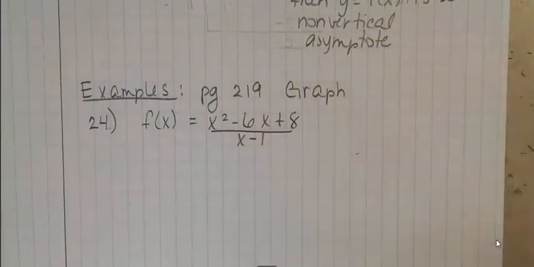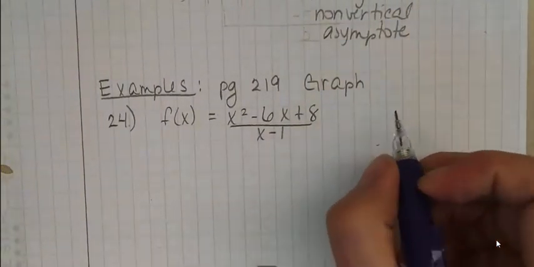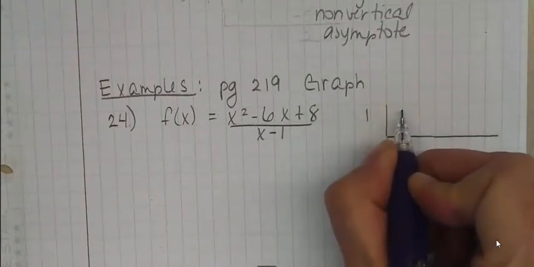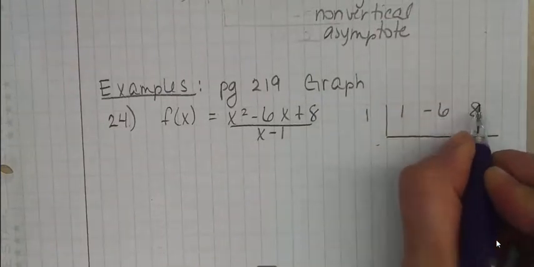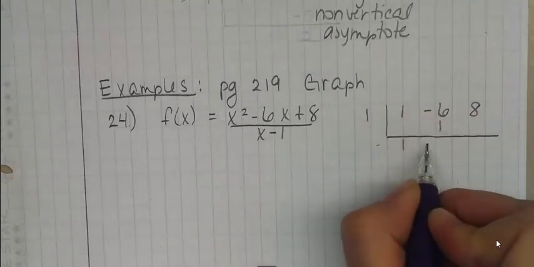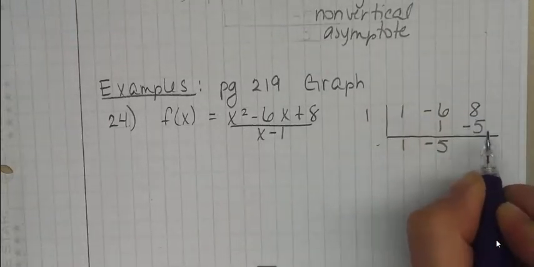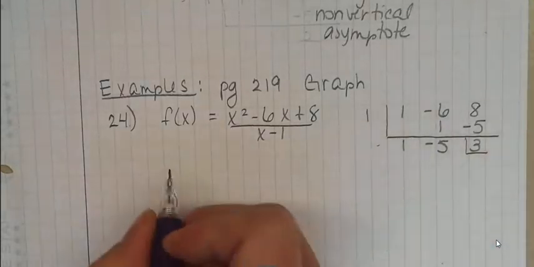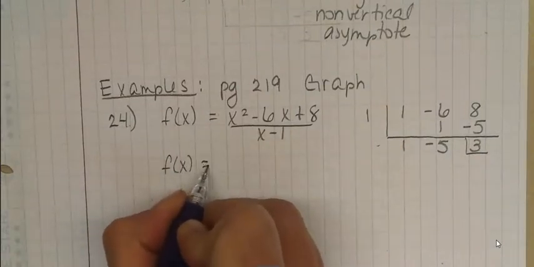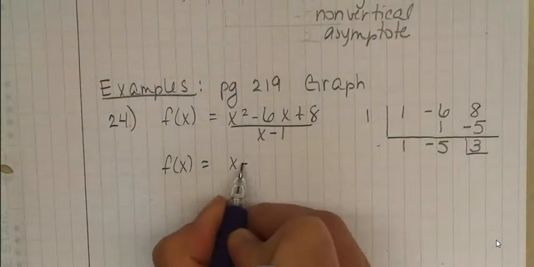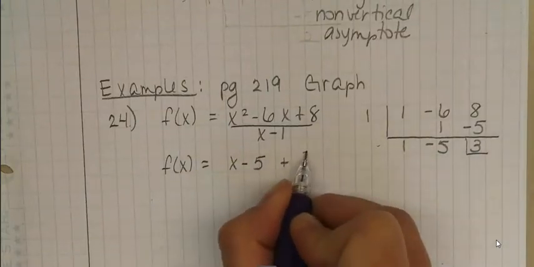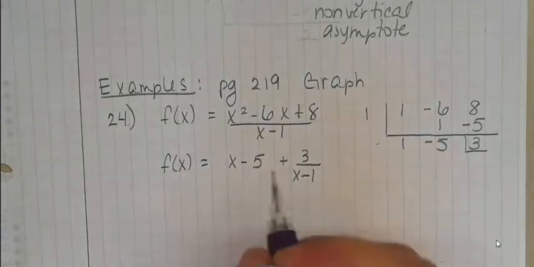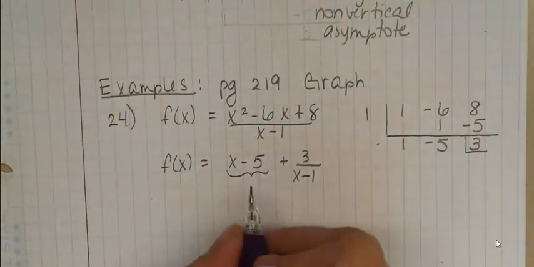So the first thing I want to do in order to graph this is I want to use synthetic division or synthetic substitution. So you get 1 on the outside, and you got 1, negative 6, and 8 on the inside. Okay, so I end up with this remainder of 3. So really what I have now is that f of x as a mixed number can be written as x minus 5 plus 3 over the denominator, which was x minus 1. Okay, so this right here is going to be our slant asymptote.